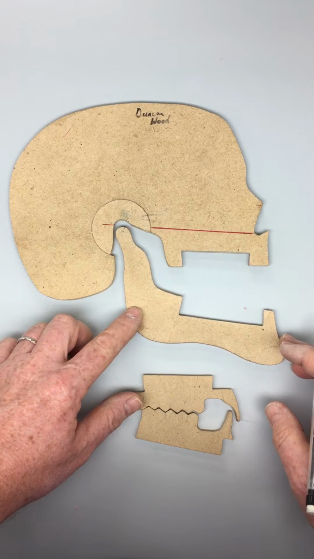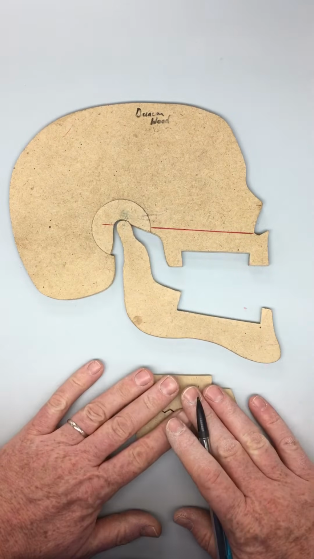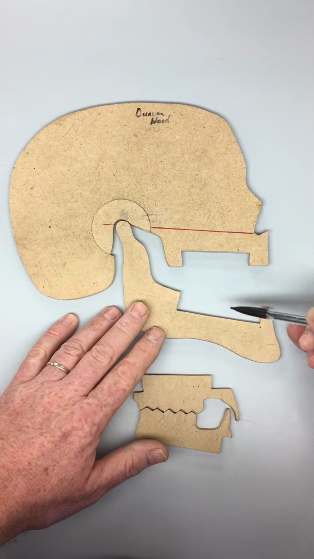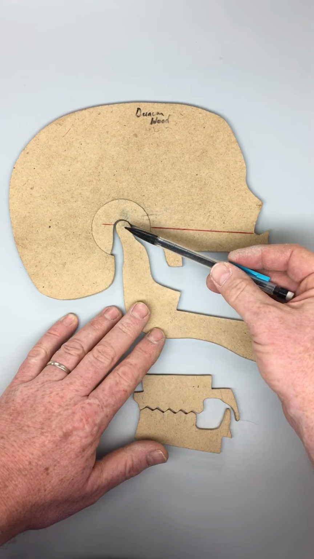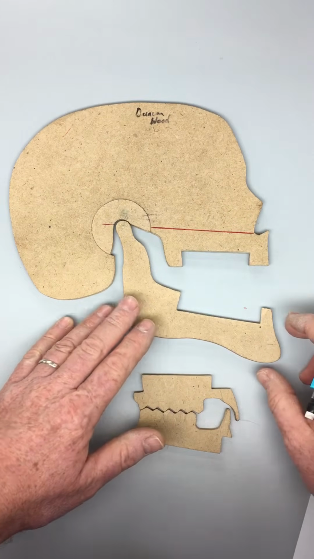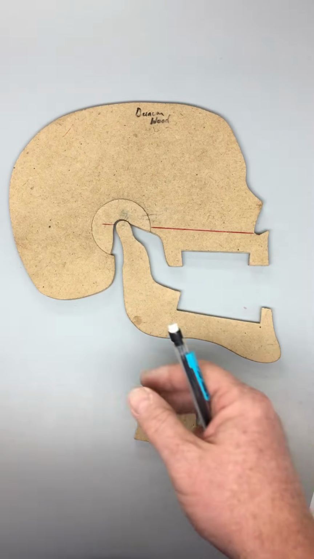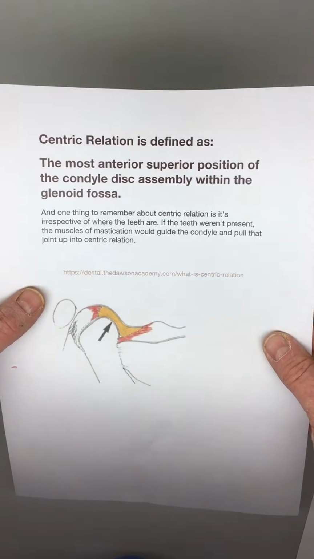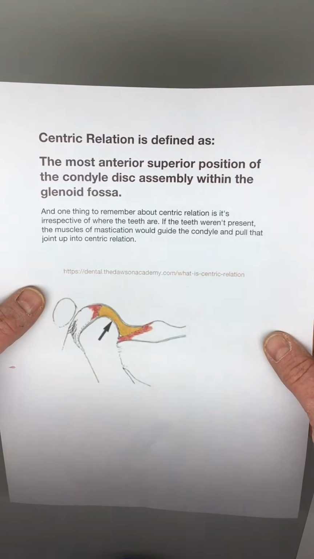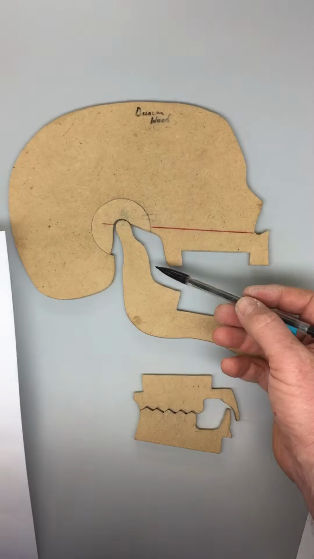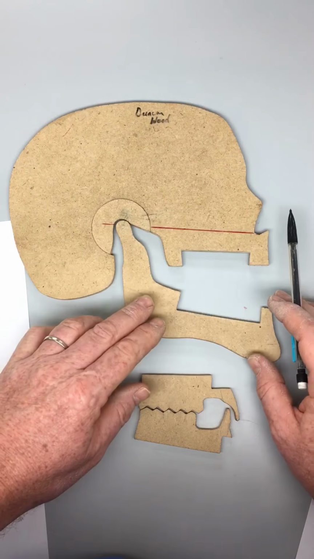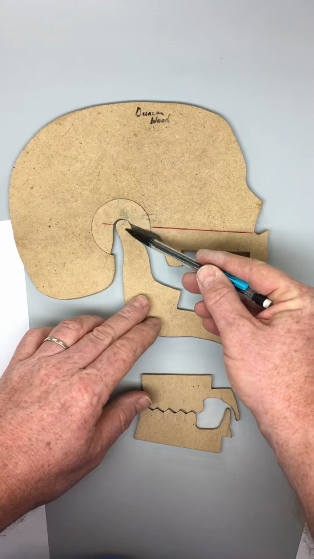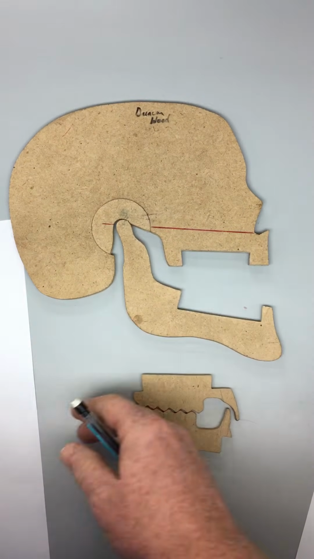When we're thinking about centric relation, it has nothing to do with teeth. We're only thinking about the relationship between the maxilla and the mandible as determined by the position of the condyle assembly. Dawson and the Dawson Academy have defined centric relation as the most anterior superior position of the condyle disc assembly within the glenoid fossa. So that's anterior and superior. You'd expect the muscles of mastication to be bracing the condyle assembly up in this direction when they contract and elevate the mandible.